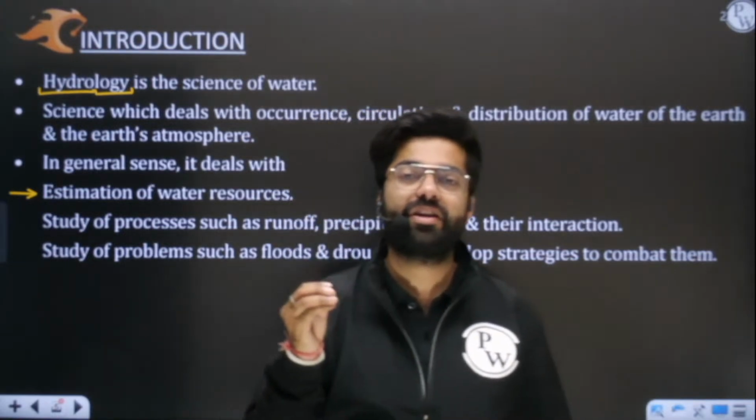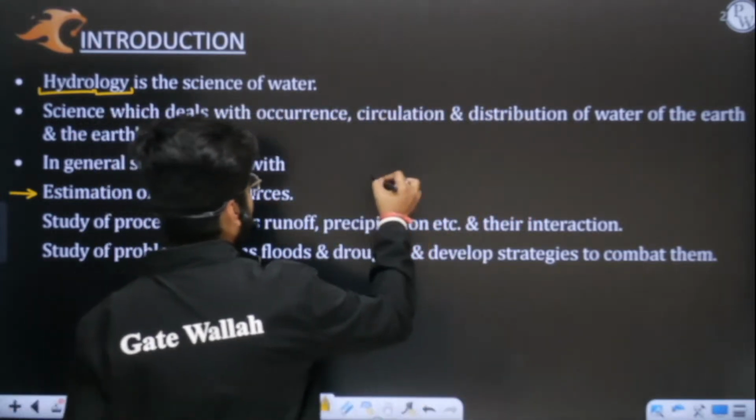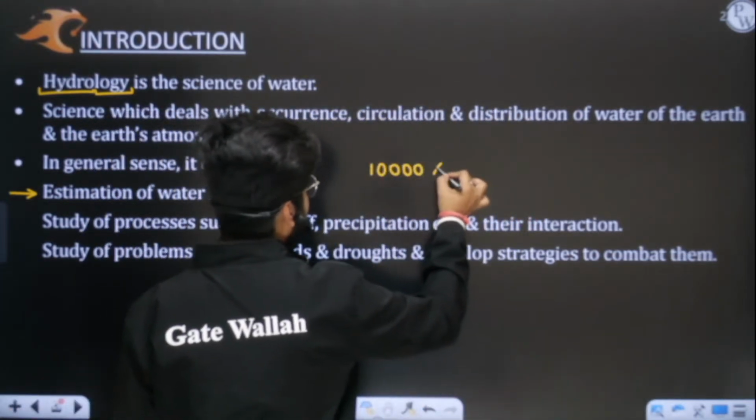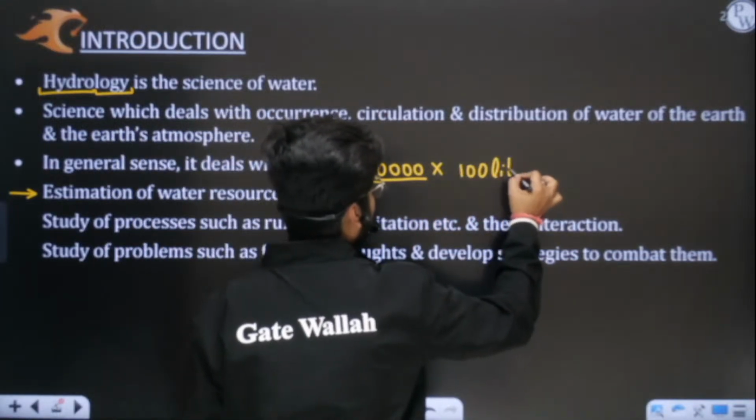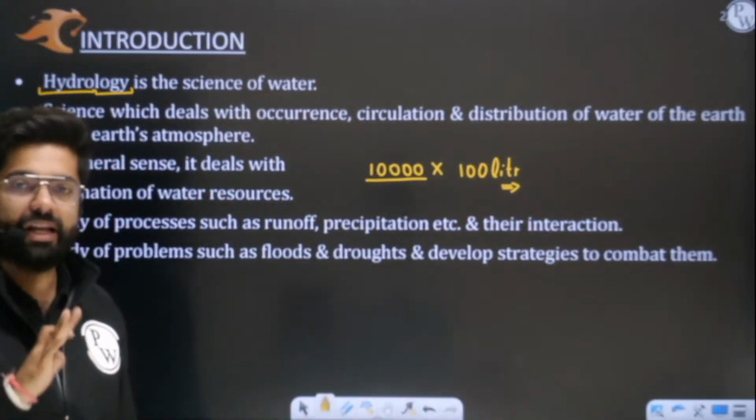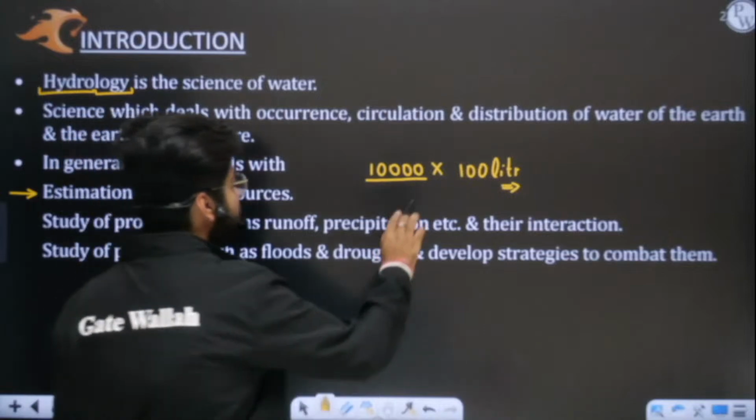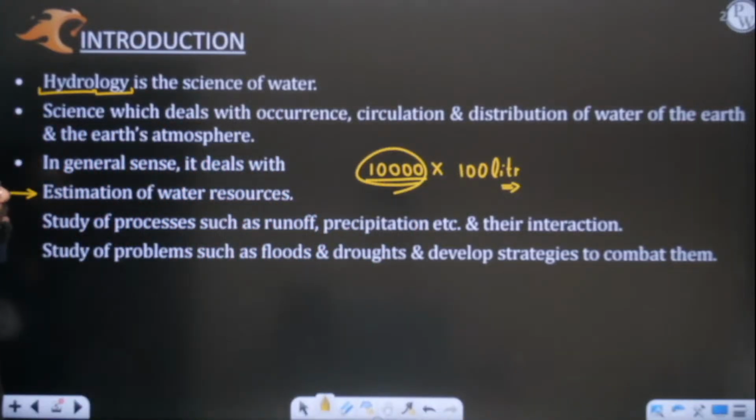Let us say you are living in a city A, and it has a population of, let us say, 10,000, and each and every person is consuming 100 liters of water daily. So what is the total amount of water that we need to supply to the city? You can calculate that based on the population of that city, yes or no? Can you tell me in the comment box?